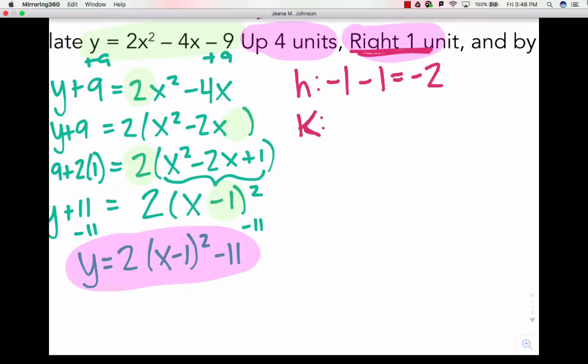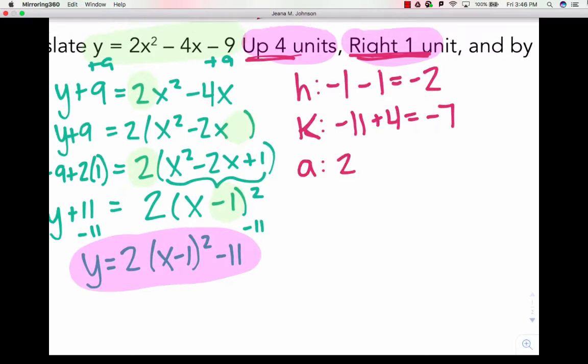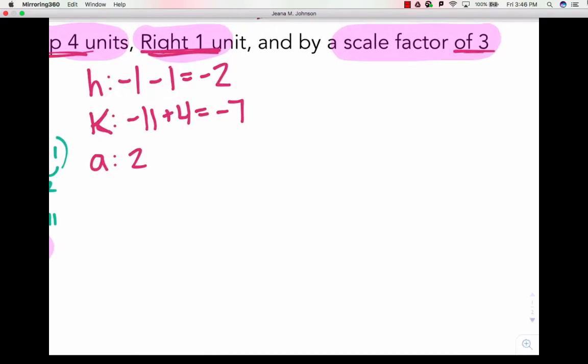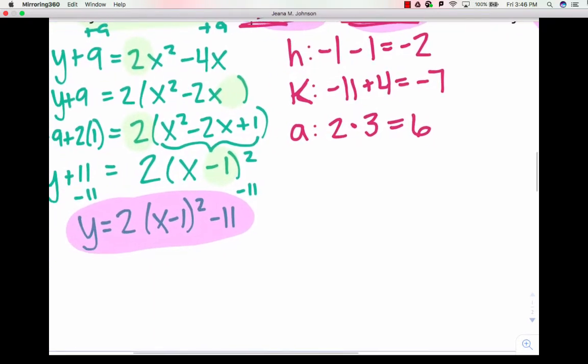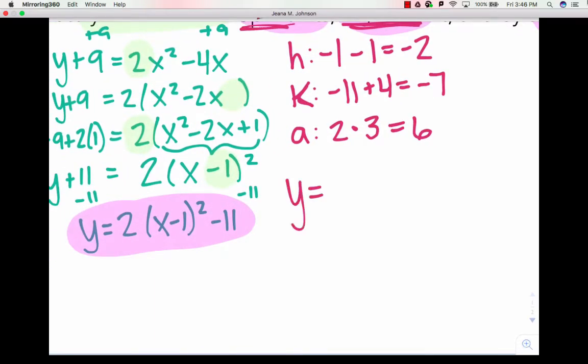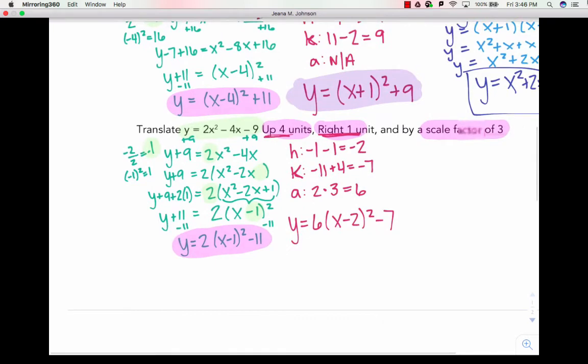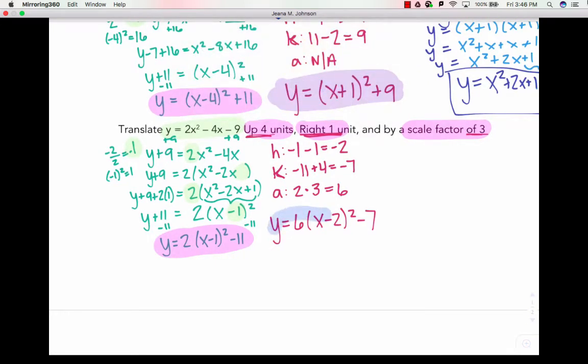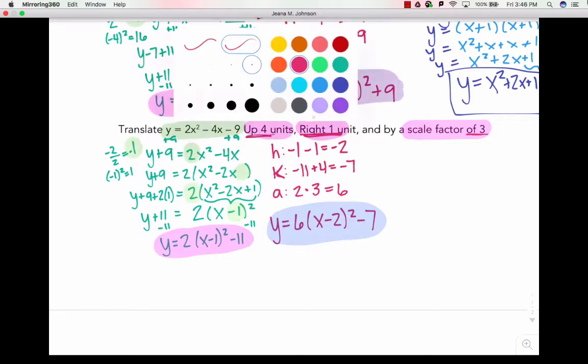My k is negative 11. And I'm going to move up 4, which means I'm adding 4. So that becomes negative 7. And my a is 2. I'm dilating it by a scale factor of 3, which means I'm multiplying that by 3. So it becomes 6. So my new equation is now y equals 6 times the quantity x minus 2 squared minus 7. And now I'm going to use that and convert it back to standard form.